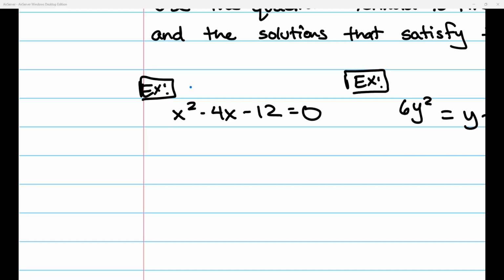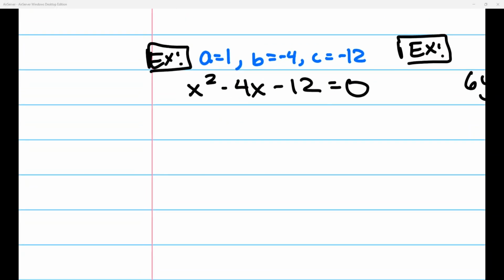Here it's in standard form, so I want you to notice that your A value is 1, your B value is -4, and your C value is -12. Hopefully that's pretty straightforward because the number in front of the x squared is your A, the number in front of the x is your B, and then the one that doesn't have an x, that's going to be your C value. All right, I'm going to start by writing out the formula just because I always do it. x is equal to negative b plus or minus the square root of b squared minus 4ac all over 2a.